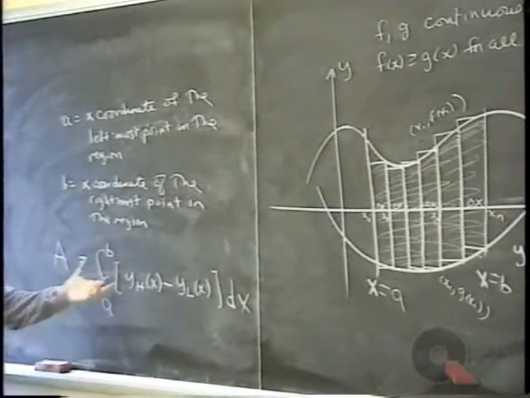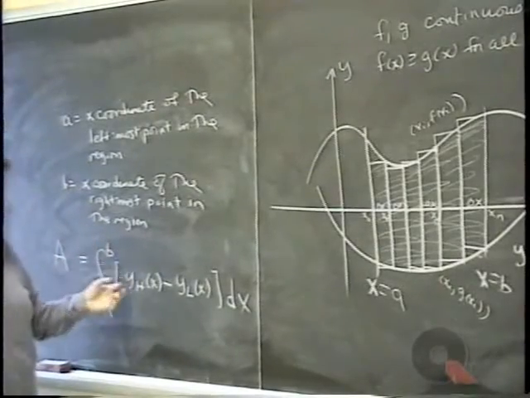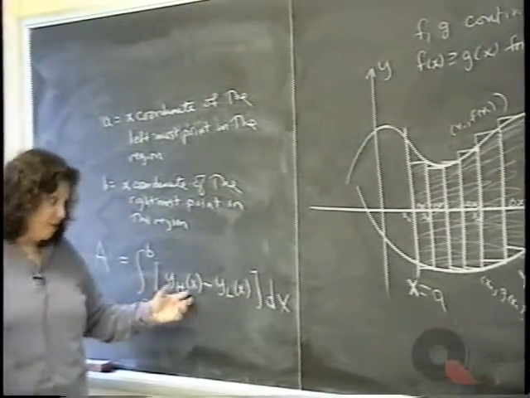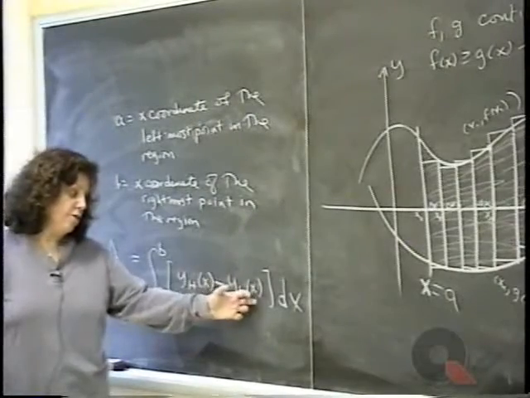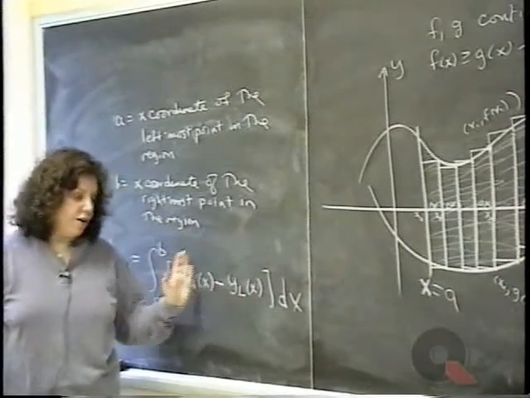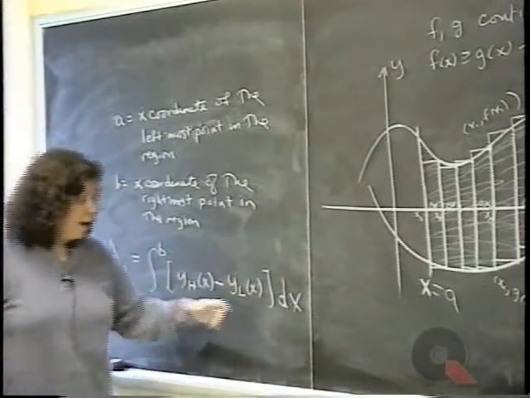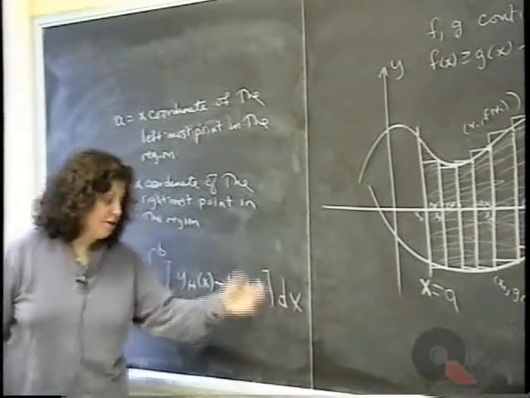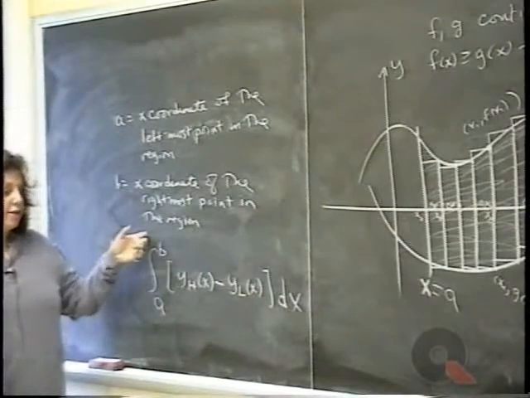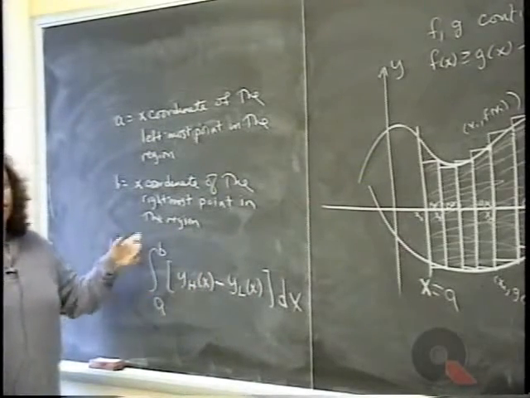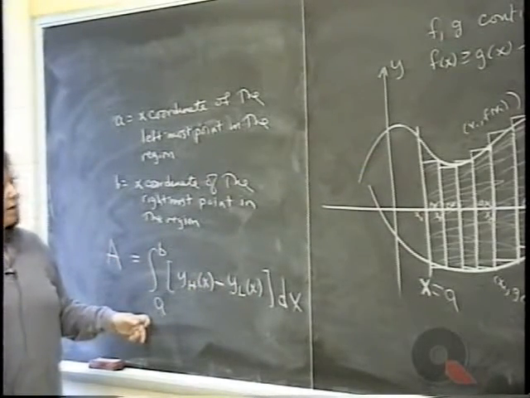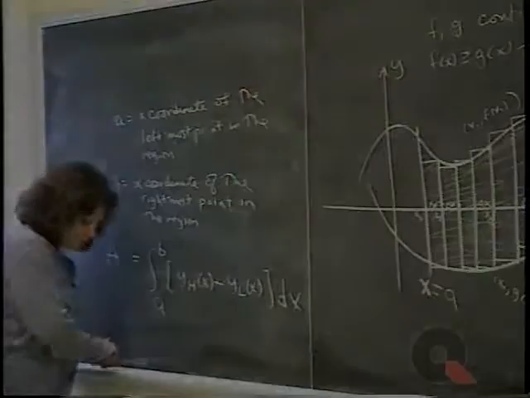Now understand, this is going to be the y value of the high curve in terms of x, the y value of the low curve in terms of x. This is going to be a function of x. We're going to integrate with respect to x from x equals a to x equals b. A and b are going to be x-coordinates. Let's try some examples.